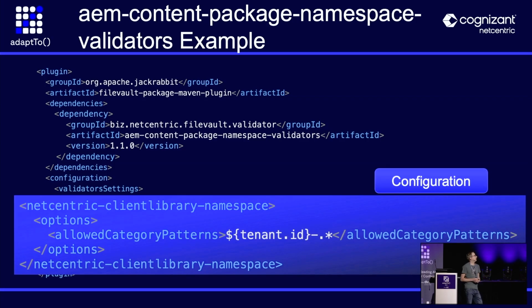In this particular example, you see a rule related to client libraries. Each client library should have a category which matches the given pattern here. So it should start with that property tenant ID, which is replaced with a real value. Usually each tenant is assigned a dedicated prefix. And this rule makes sure that each client library category that it sees in the code starts with that particular prefix.